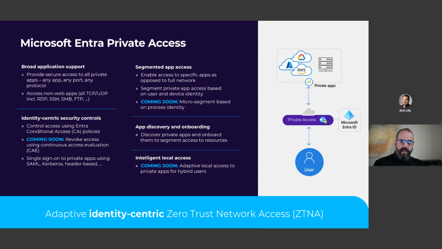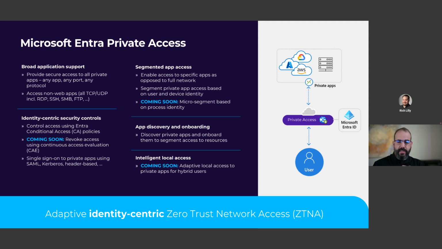Another benefit is our segmented app access. This means we can segment access to specific applications instead of access to the entire network, right? So traditional VPNs may give us access to the entire subnet or all the protocols. This means we can segment these policies for each application or for a group of applications. We can segment this also by our user and device identity. We can also segment this using process identity.